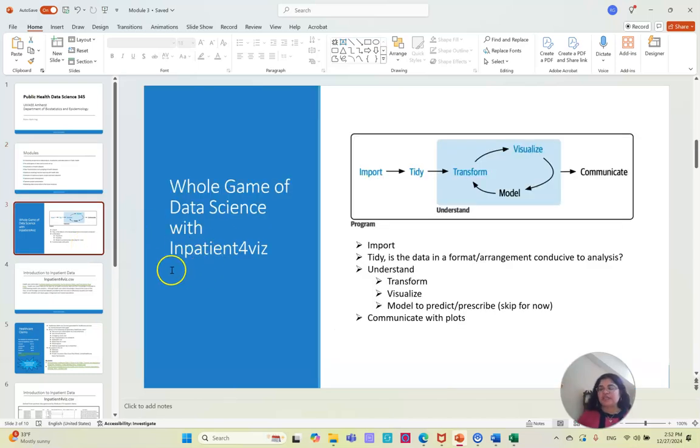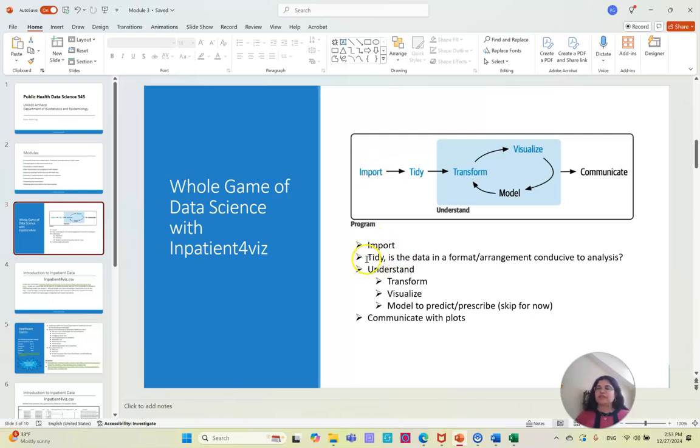We will be using a data set that I have created. I'm calling it Inpatient 4 Viz. And I'm going to be walking you through very briefly now how this module is going to simulate doing the whole game of data science with this data. So first, we are going to be bringing the CSV file into R. We're going to be importing it.